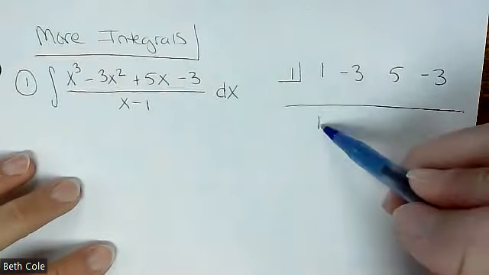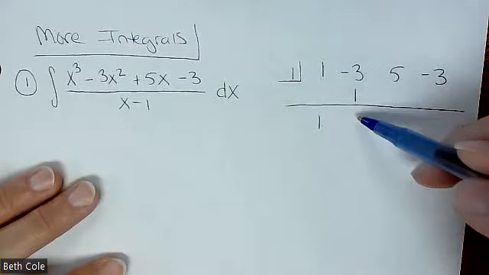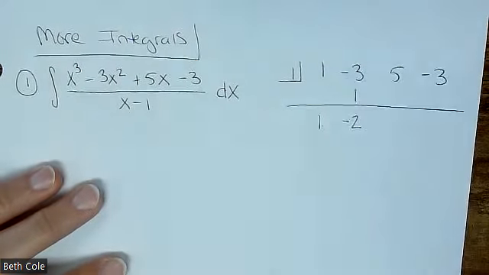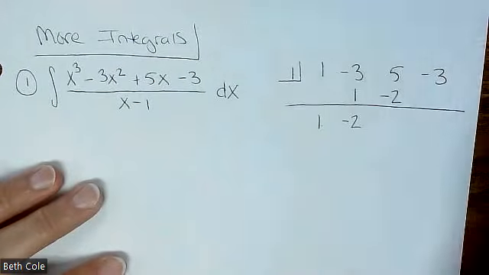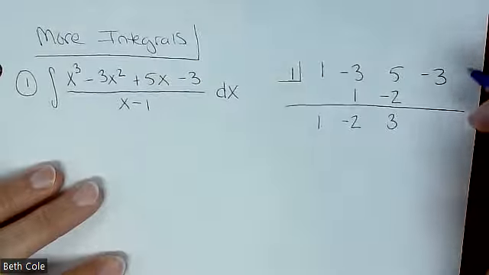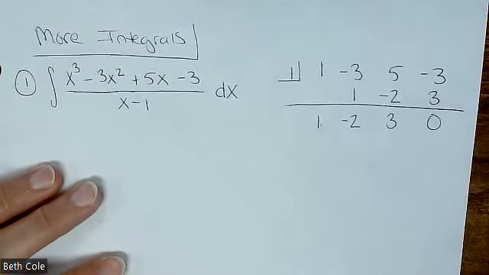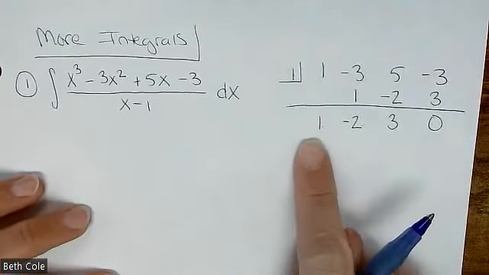Ready? 1 times 1 is 1. This is very difficult, I know. And then add the column: -2. And then you just keep doing it again. It's a process. 1 times -2 is -2. Add the column, you get 3. 1 times 3 is 3. Add the column. Now, for the first one, I made the remainder 0 to make it a little bit of a simpler problem. But do you see what we got there?